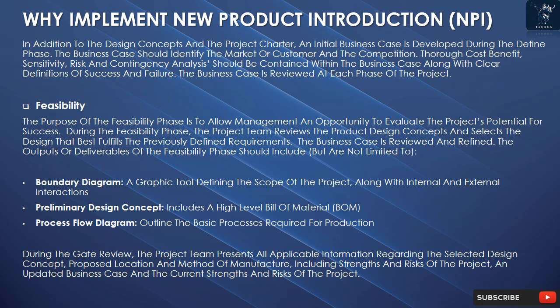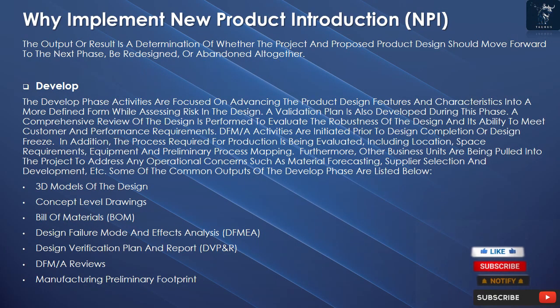Preliminary design concept includes a high-level bill of material, BOM. Process flow diagram outlines the basic processes required for production. During the gate review, the project team presents all applicable information regarding the selected design concept, proposed location, and method of manufacture, including strengths and risks of the project, an updated business case and the current strengths and risks of the project. The output or result is a determination of whether the project and proposed product design should move forward to the next phase, be redesigned, or abandoned altogether.